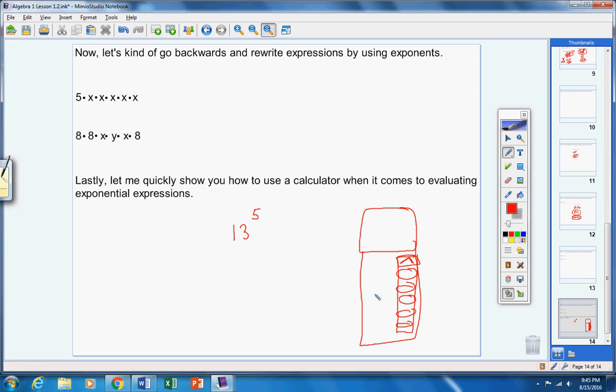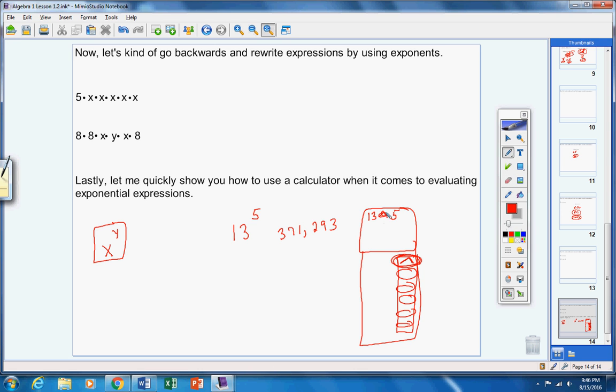Now, some of you that do not have a graphing calculator, your button might look like this. X to the y. But try to find your exponential button. And if you can't, if you have to email me, then email me and I will help you find it, okay? But anyways, for a graphing calculator, you would first type in 13. That's your base. Then push this button right here, and this should pop up, and then hit 5, and then hit enter, okay? Now, if you do that correctly, you will get 371,293.